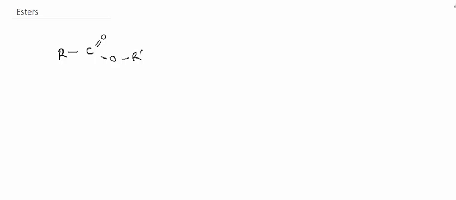In this video, we're going to have a look at esters. Esters are produced from the reaction between a carboxylic acid and an alcohol, and it helps if you consider this when you are looking at the structure and therefore naming an ester.